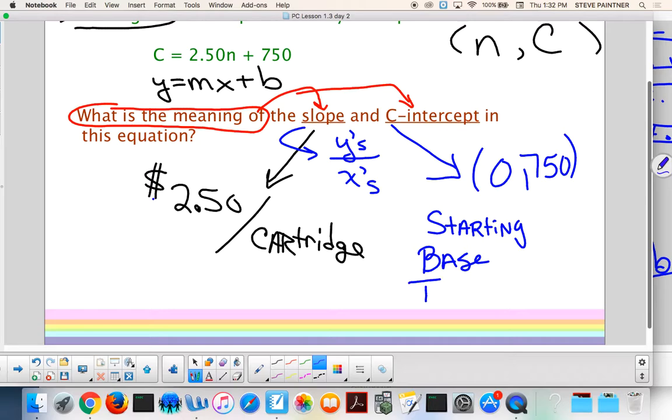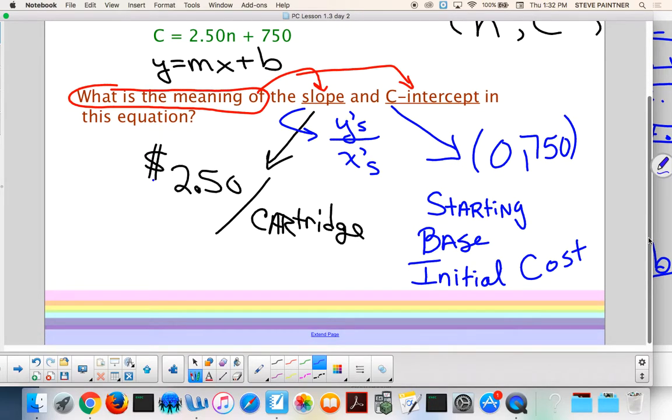Here's what I use. I don't know if this makes any sense to you. I use the word initial cost. So the C-intercept, $750, is the what cost? The initial cost. So I don't make anything, and it still costs me $750. Why? Life sucks.